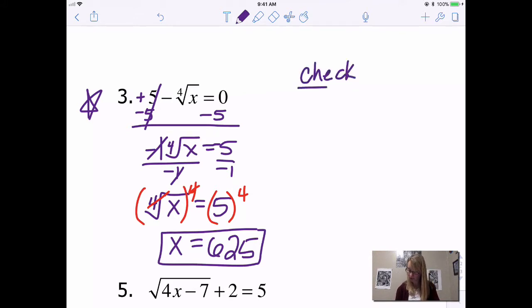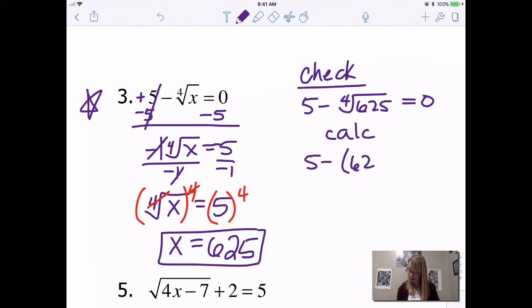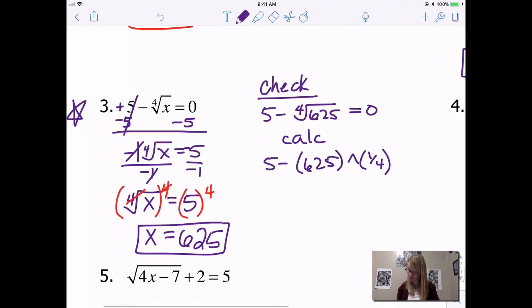And the check. I do 5 minus the 4th root of 625 equals 0. Again, I can plug this into my calculator. If I just do calc, 5 minus 625, remember that the 4th root is like the 1/4 power. I want to know, does that equal 0? I do end up getting 0 equals 0, check.